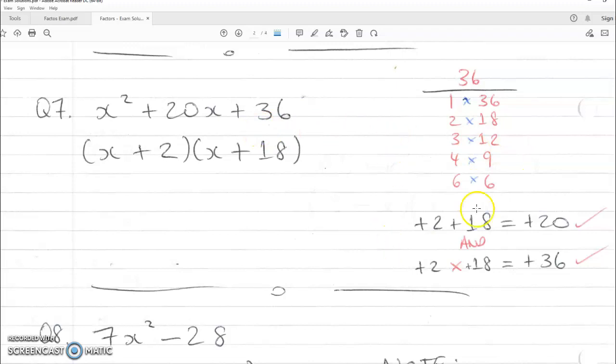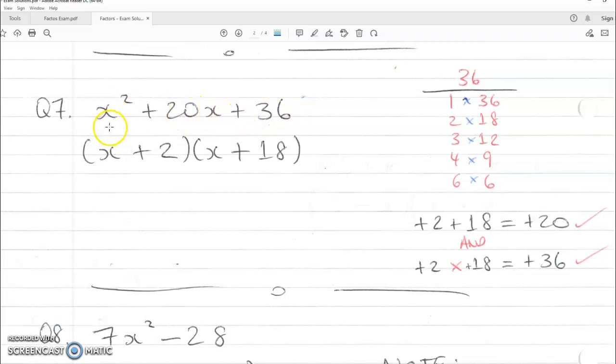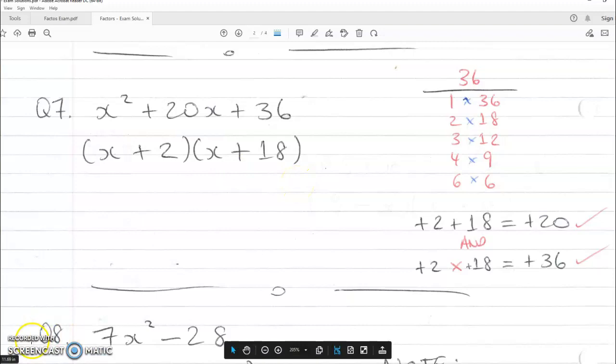Well, adding the 2 and the 18, we get plus 20, which is the middle number. Multiplying the 2 by the 18 gives us plus 36, which is the n number. Cushy. So we put the plus 2 bit in here. That's that first bit there, as you can see. We put the plus 18 in here. That's that bit. And so our factors of x squared plus 20x plus 36 are x plus 2 and x plus 18. And that is the answer to that question in quadratic trinomial.